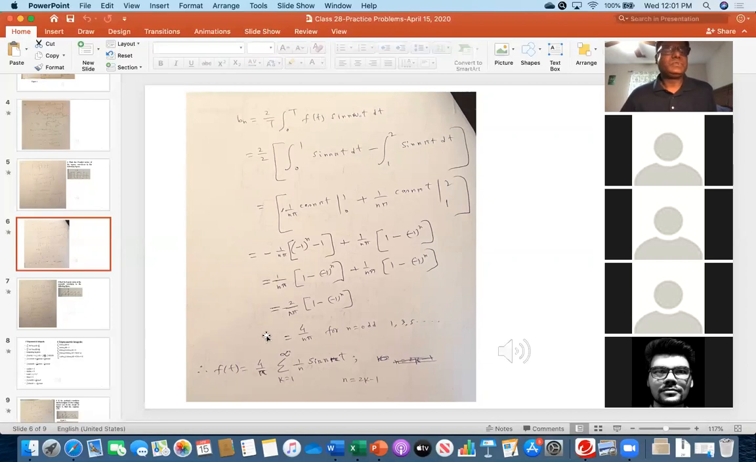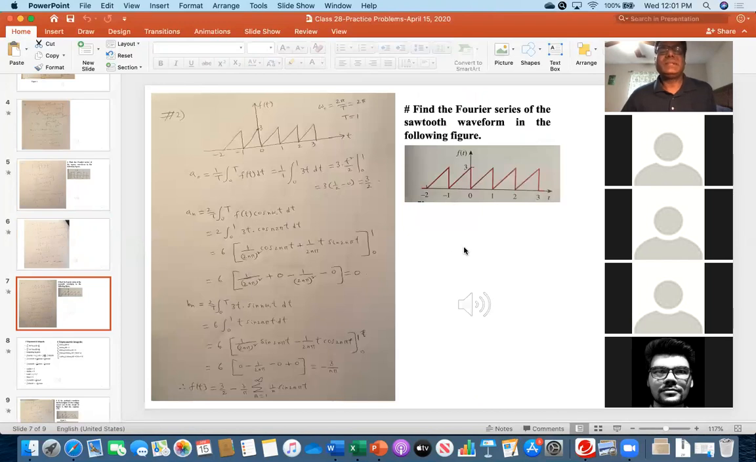Okay, so moving forward, another example. You see, in this case, it's a different type of waveform. It is called sawtooth because it looks like a saw or teeth. That's why. So find the Fourier series of the sawtooth waveform in the following figure.